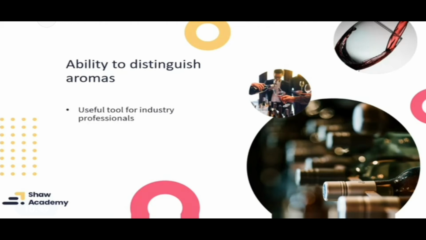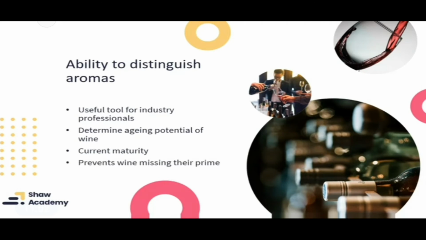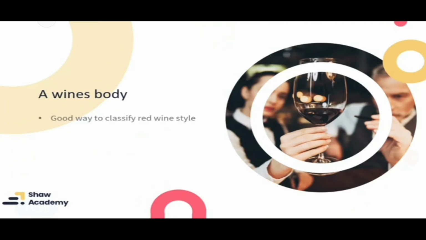The ability to distinguish between primary, secondary, and tertiary aromas is a really useful tool for industry professionals. It can aid in determining the aging potential of a wine and also in identifying the current age or maturity of a specific wine. On a practical note, it prevents wine from being left too long in cellars and passing their prime time to shine.